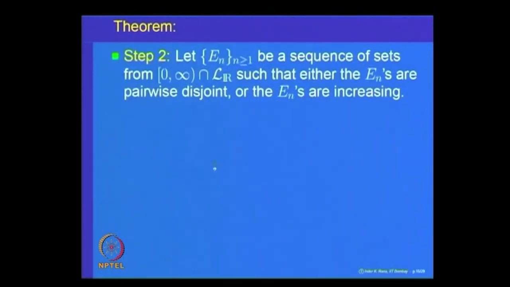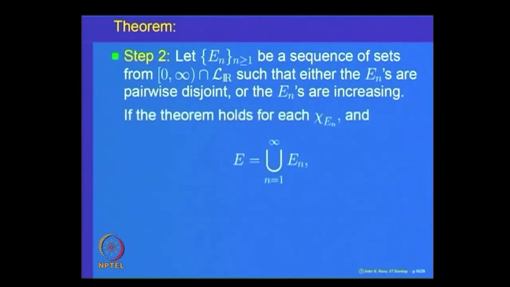The next thing is you look at sequences E n of sets which are Lebesgue measurable, which are either pairwise disjoint or an increasing sequence. Supposing for the indicator function of each set E n this result holds, then the claim is it also holds for the union of E n's. So, if the result holds for the indicator function of each E n, then it also holds for the indicator function of the set E. And that essentially is an application of the monotone convergence theorem to the earlier result.